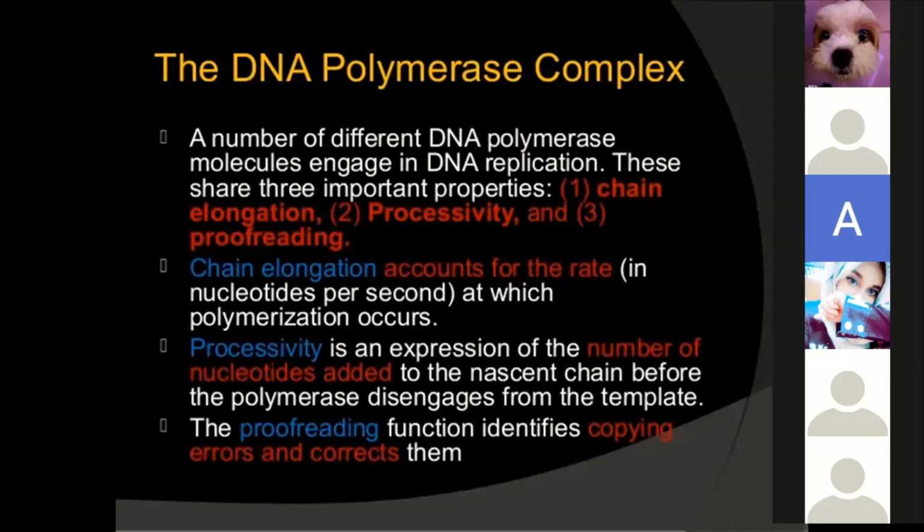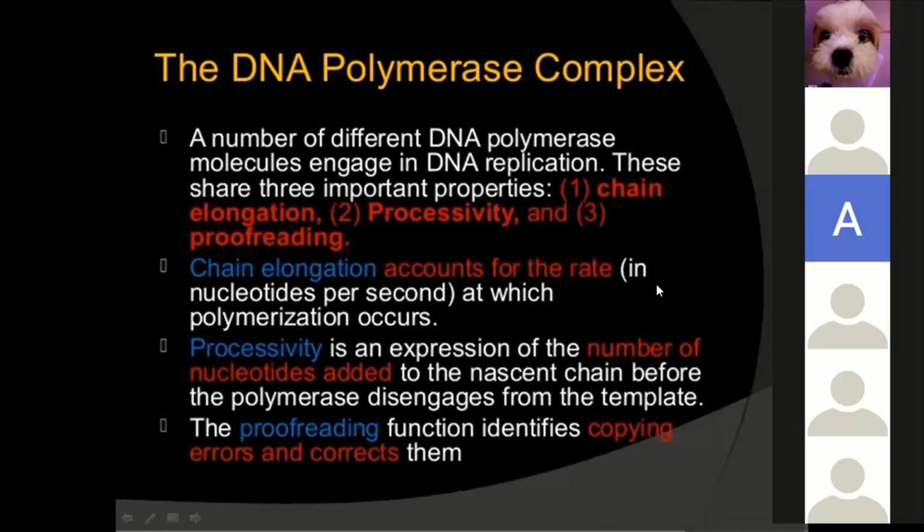So there are a number of different DNA polymerase molecules engaged in DNA replication. These share three important properties. So DNA polymerases have three important properties. One is chain elongation. They are responsible for chain elongation of DNA. Then processivity, and then proofreading. So they have three main functions: chain elongation, processivity, and proofreading.